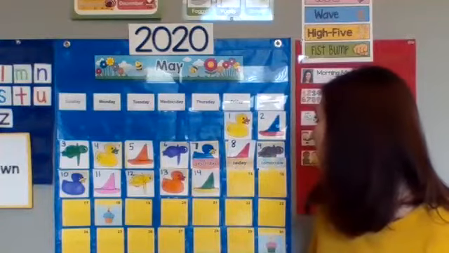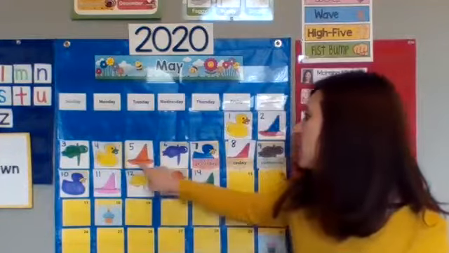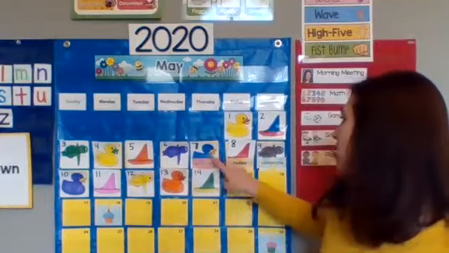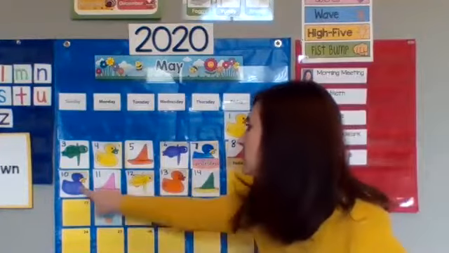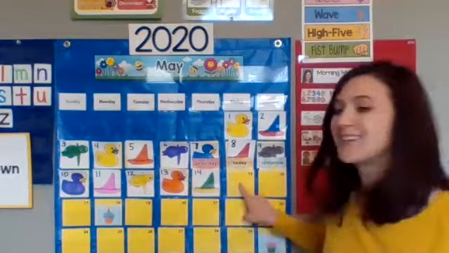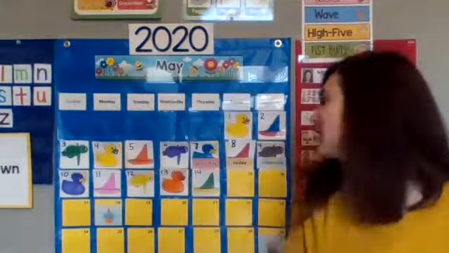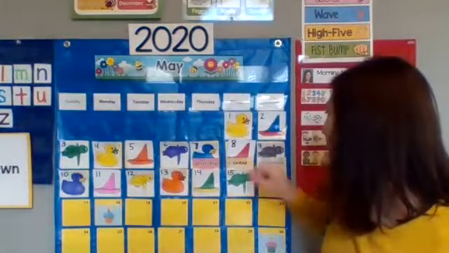So our pattern is duck, boat, turtle. Duck, boat, turtle. Duck, boat, turtle. There's the number 15, and we'll put it in its spot.